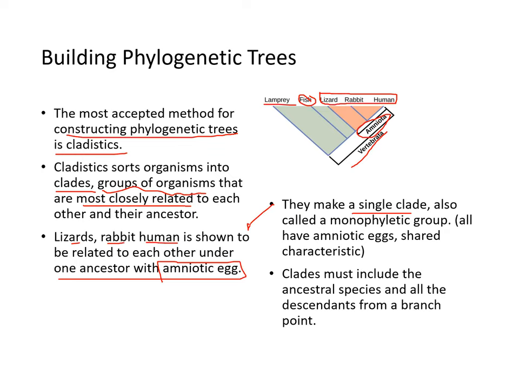These clades that share the same characteristic of the amniotic egg form a monophyletic group. They all have the shared characteristics. And clades must include the ancestral species and all descendants from the branch point. So it must include this branch point.